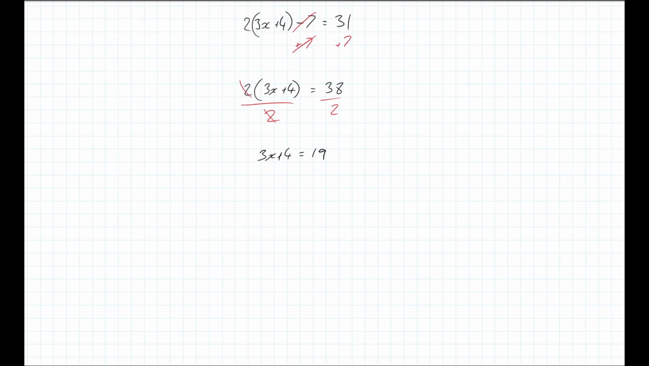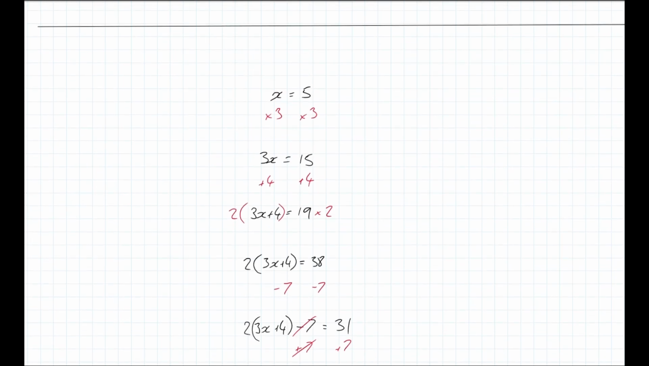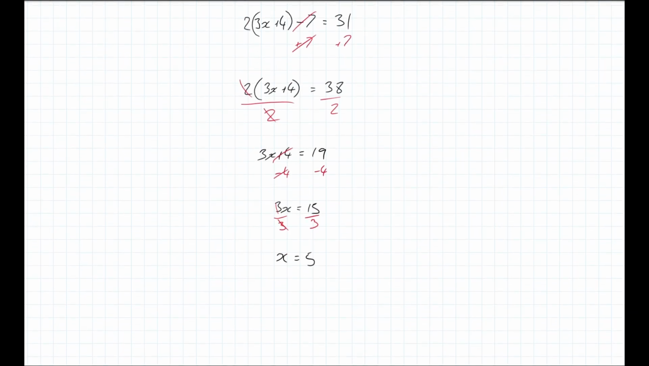This should all look familiar from before. We now subtract the 4 from both sides. We end up with 3x equals 15 because the minus 4 and plus 4 cancel. We are now going to divide by 3 to get rid of the 3. And we are left with x equals 5, which is of course what we started with right up the top. So whenever we're trying to solve equations, we're trying to get back to just x equals something, or whatever pronumeral you've got equals something. And we're doing that by applying inverse operations to get rid of stuff.